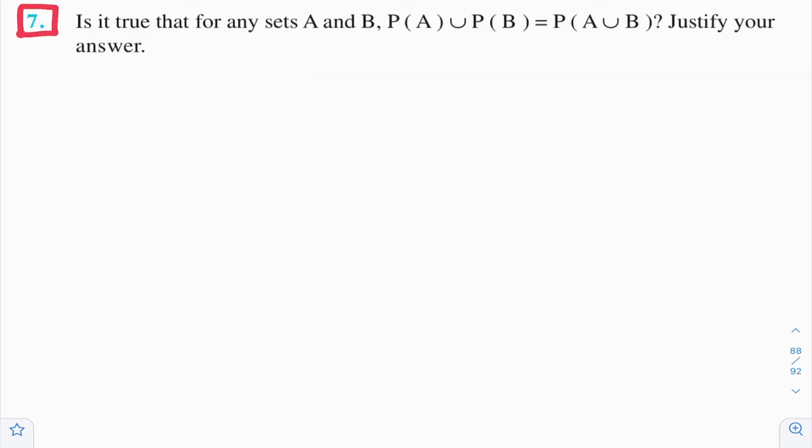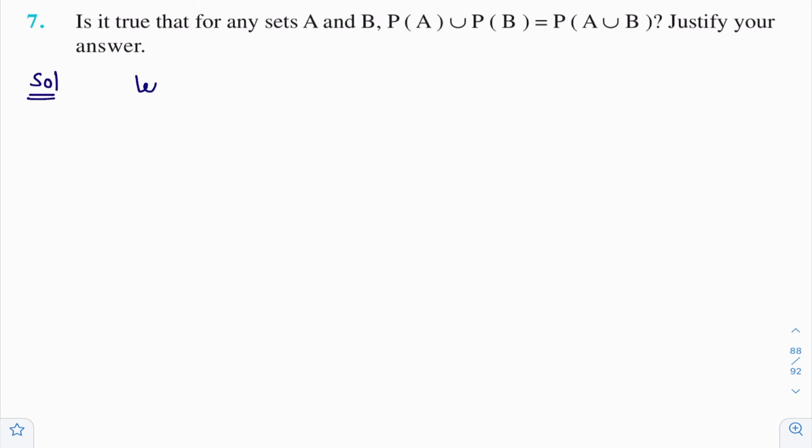Observe question number 7. What are they asking? Is it true that for any sets A and B, P of A union P of B, where P of A means the power set of A and P of B means the power set of B, equals P of A union B? Justify your answer. Here I will try to explain this with an example.